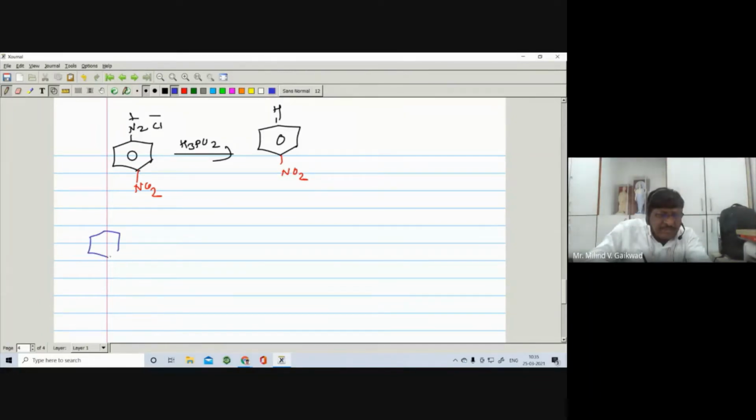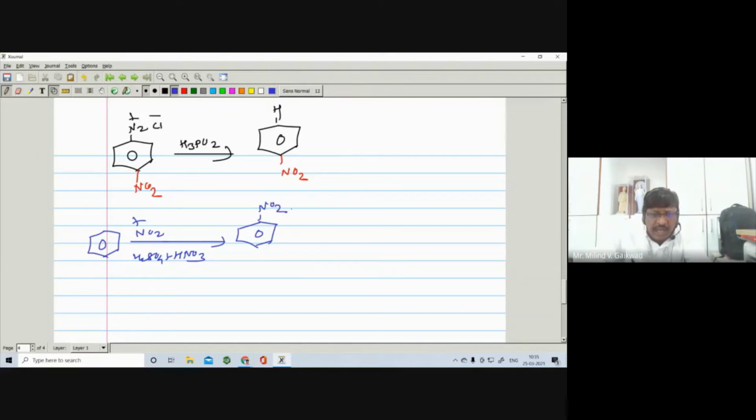You know benzene, right? Benzene undergoes, suppose, nitration. What is the reagent for the nitration? We have to use H2SO4 plus HNO3, that you have learned in the first semester. The effective electrophile is NO2+. Then the NO2+ attacks the benzene, and it undergoes aromatic electrophilic substitution reaction.